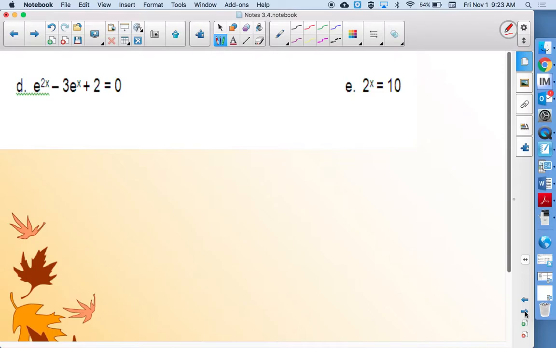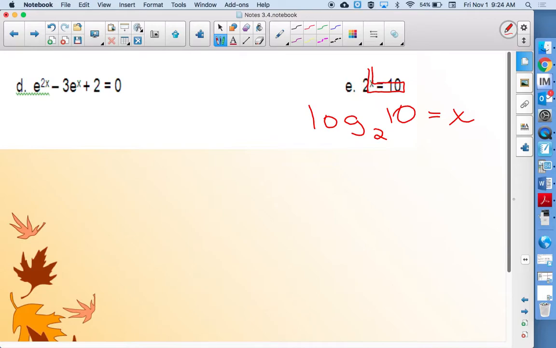Letter E says 2 to the x equals 10. Can we use natural log for this one? Regular log. Yeah, so this is the regular log. Remember, we can write this as an L that you guys showed me the other day. So the log of 2, my base is 2, 10, and then the equal sign, the exponent becomes what it's equal to.